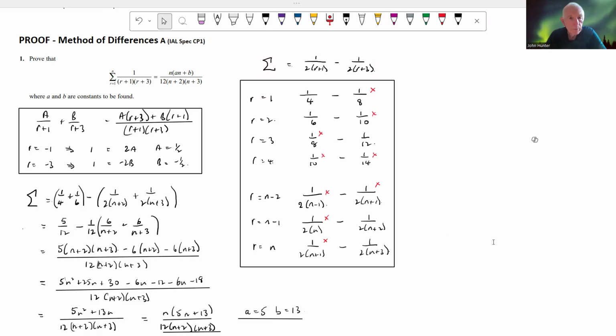Okay, we've got a worked example here. This is the method of differences type of proof. It's called the method of differences. This is from the IAL specimen core pure paper.